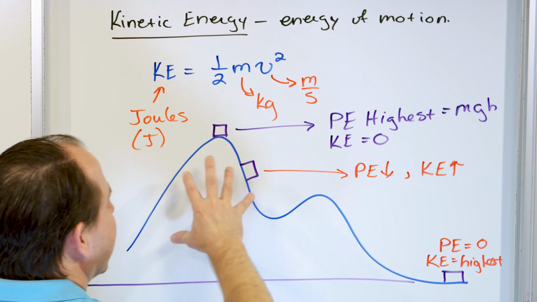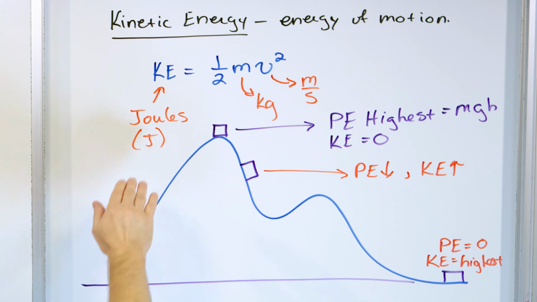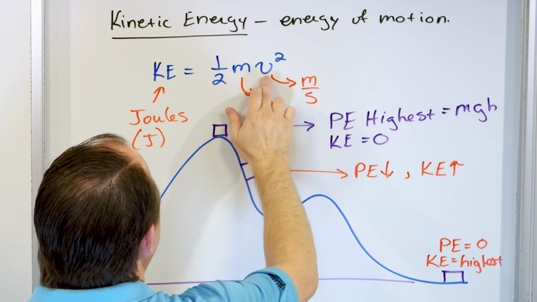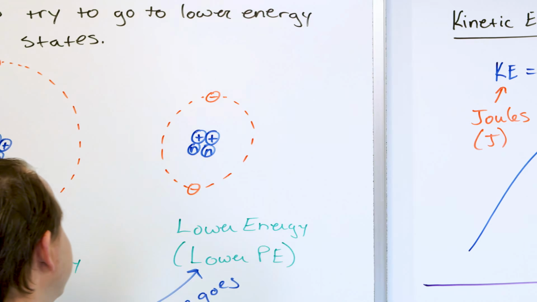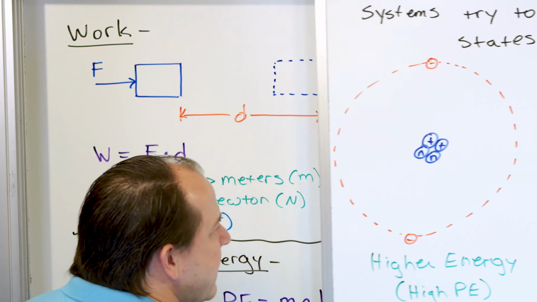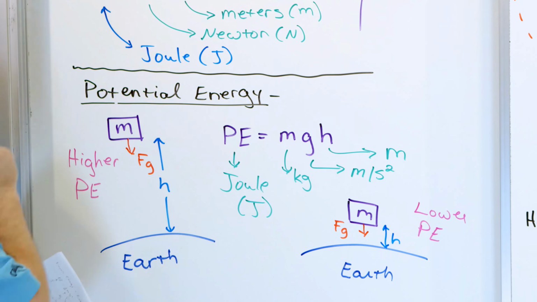So far we've been talking about roller coasters. We've been talking about kinetic energy, 1/2 mv squared. That's the energy of motion. We've been talking about potential energy. When things are high off the ground, they have high potential energy.